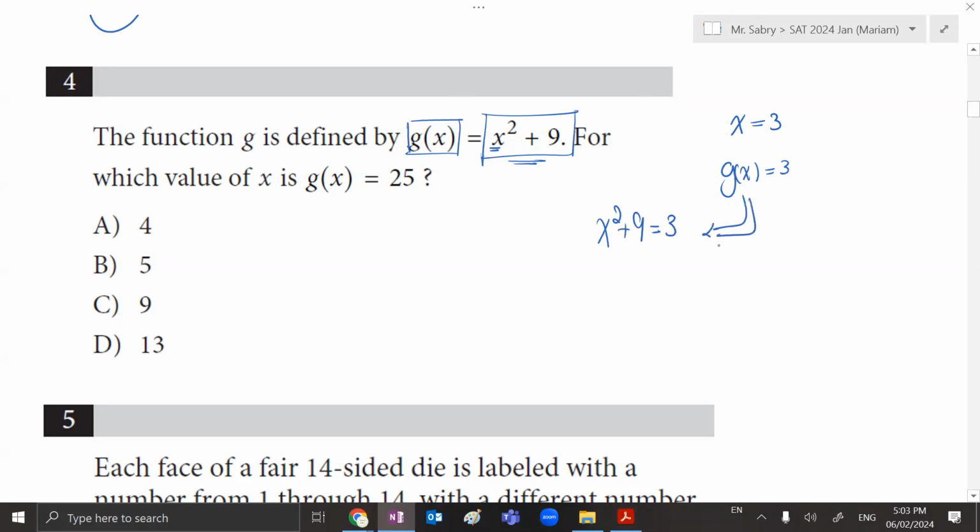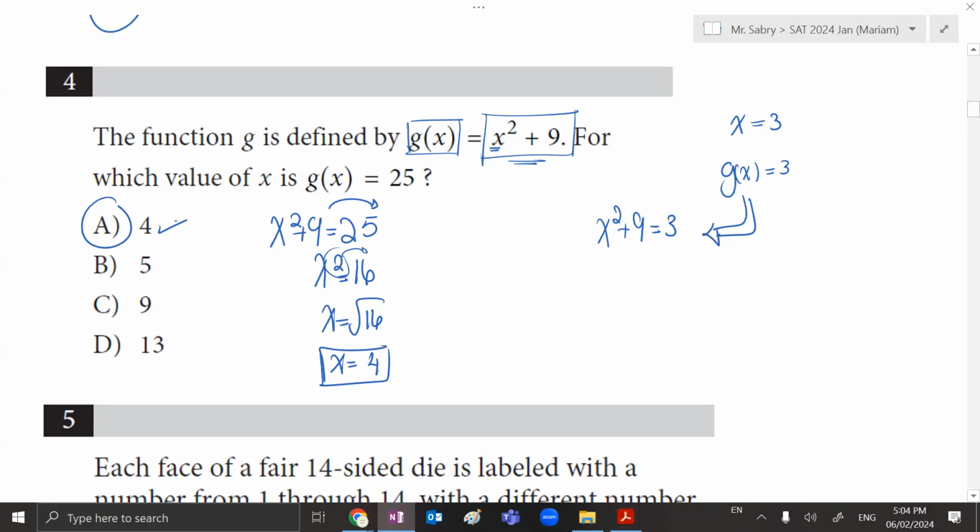So I can say that this whole thing is equal to 3, if that's what they said. But in the actual question, they said that the g of x is equal to 25, which means that the x squared plus 9 must be equal to what? 24. And then I'll move the 9 to the other side, and then I'll have x squared equal to 16, which means that, and then I'll move the power of 2 by square root, and the square root of 16 will become 4. So that's the x value that would get me the g of x that would make the g of x equal to 25. Does that make sense? Yes.